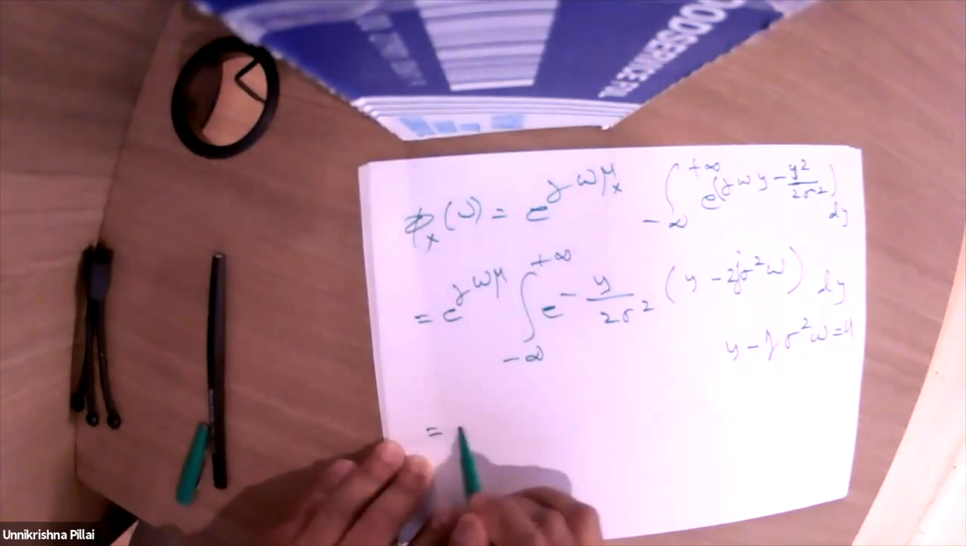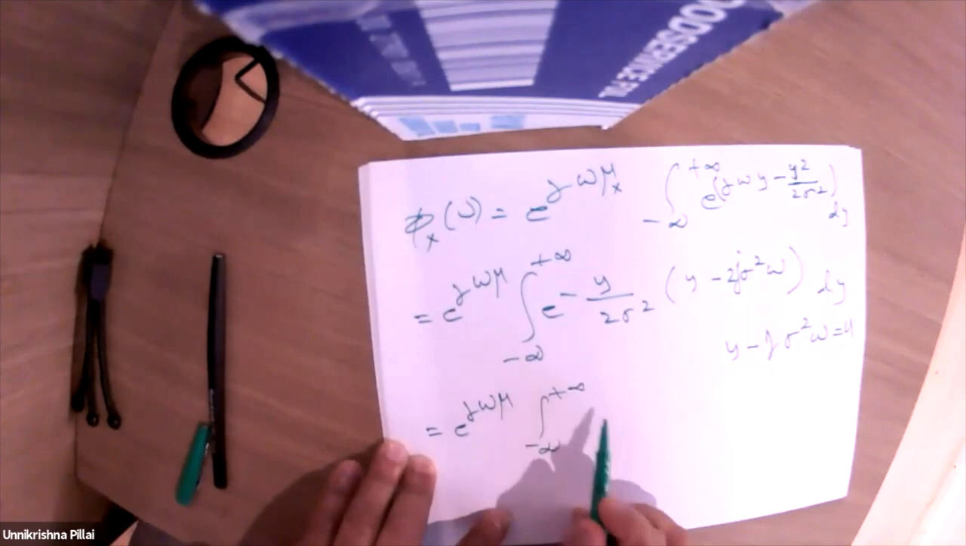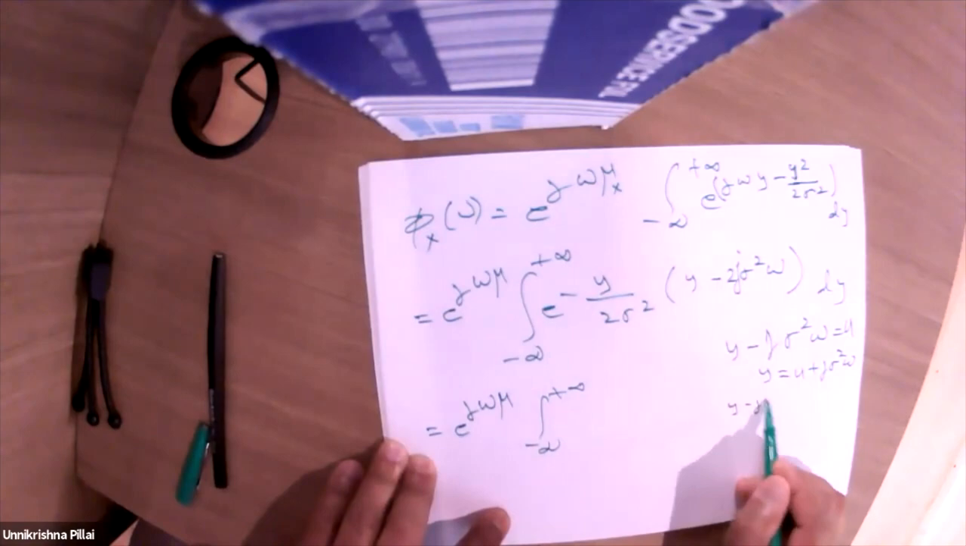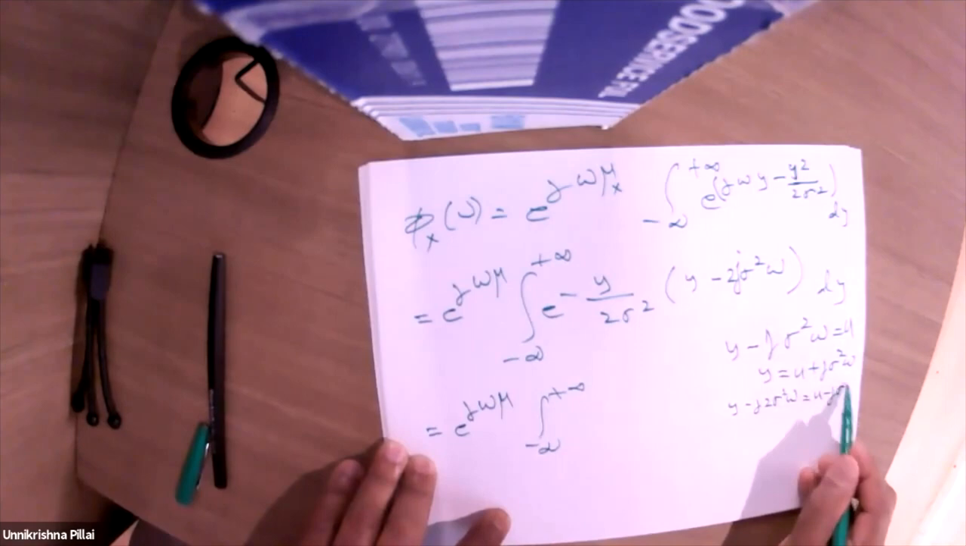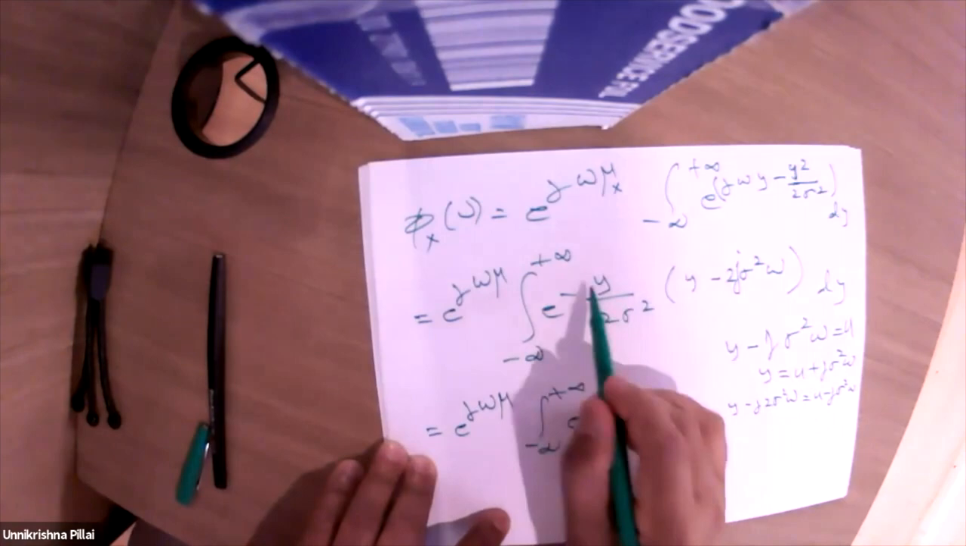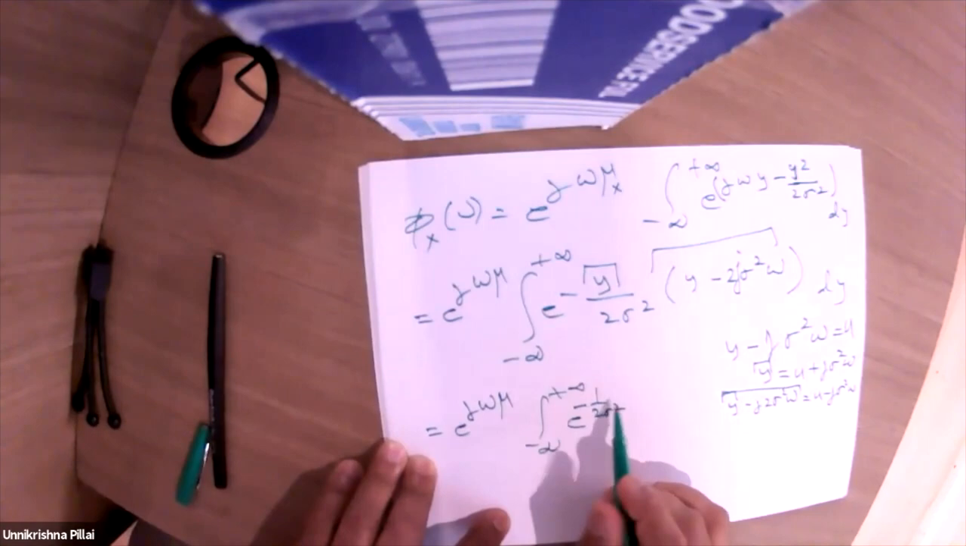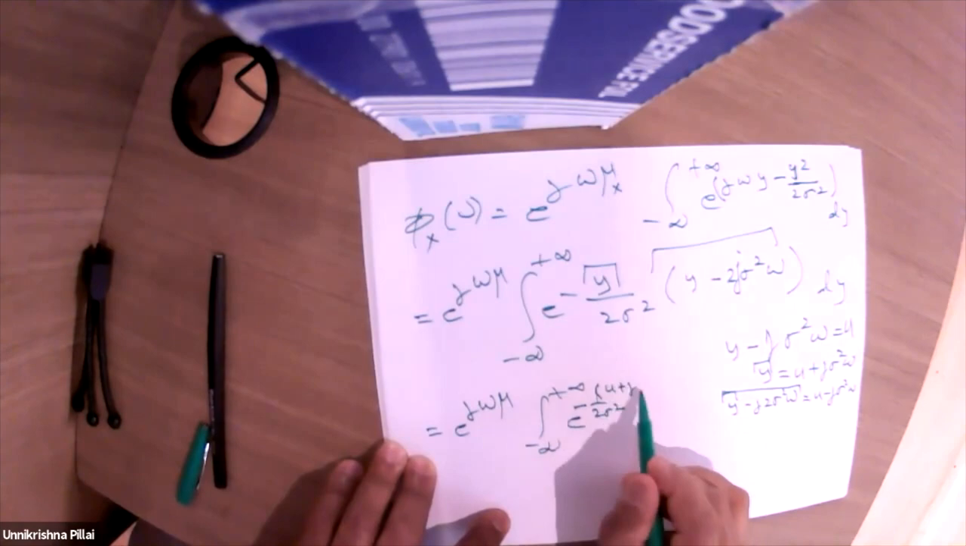So this becomes e raised to j omega mu. So y becomes u plus j sigma squared omega, and y minus 2j sigma squared omega becomes u minus j sigma squared omega. So when I multiply these two, y is here, this is here. So that's going to be e raised to minus 1 over 2 sigma squared, u plus j sigma squared omega multiplied by u minus j sigma squared omega.